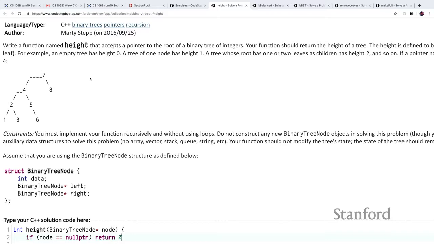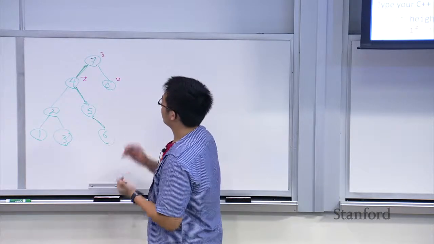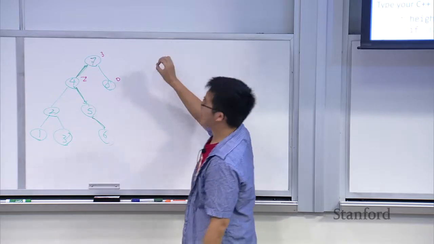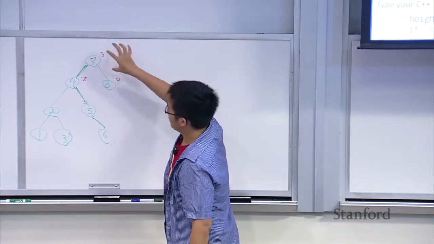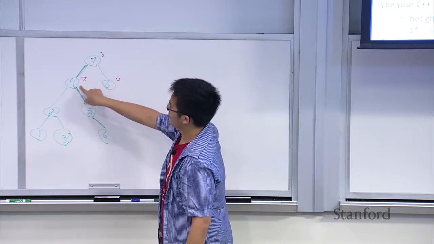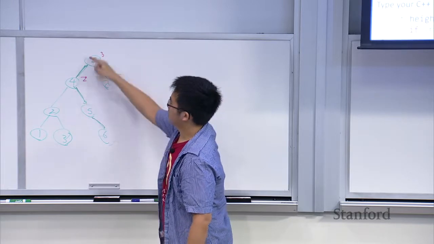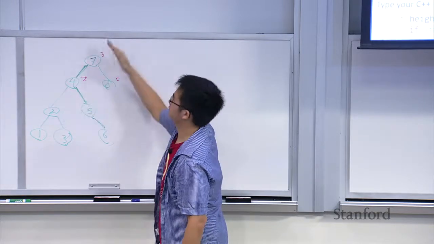Oh, I see. My apologies, we used the wrong definition here. The real definition we want to use is that an empty tree has height 0. So this node itself has height 1. This node has height 2. This is height 3. So this whole thing has height 4.